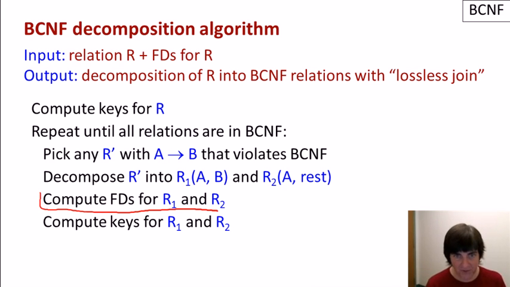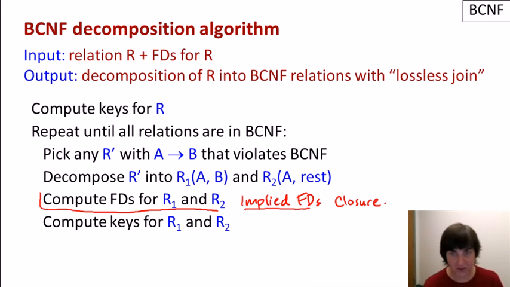We can't just take the functional dependencies we already have for the bigger relation and throw away the ones that don't apply exclusively to one or the other of the decomposed relations. We actually have to compute the functional dependencies that are implied and that apply to these relations. In the video on functional dependencies, we learned all about implied functional dependencies, and we would use the closure as we did in that video to determine them.